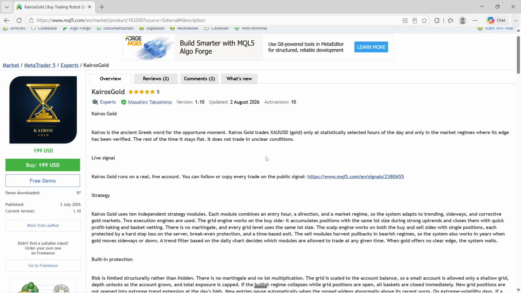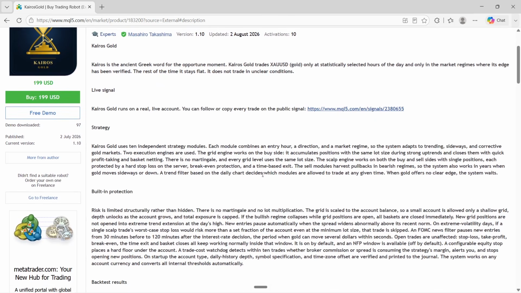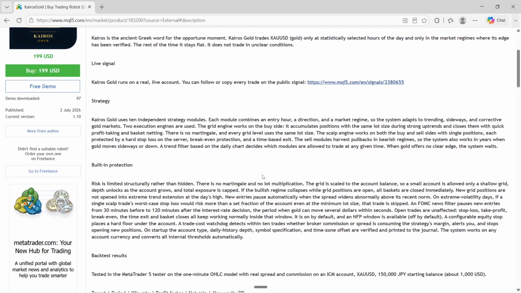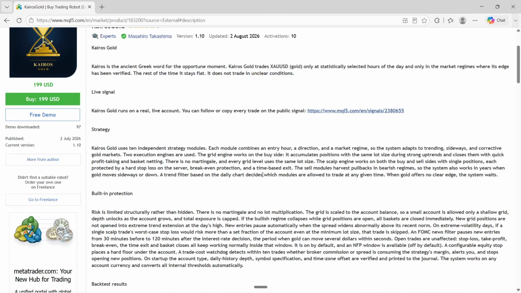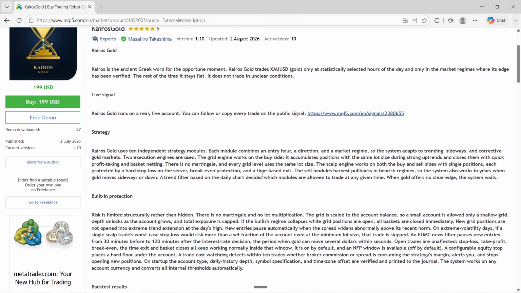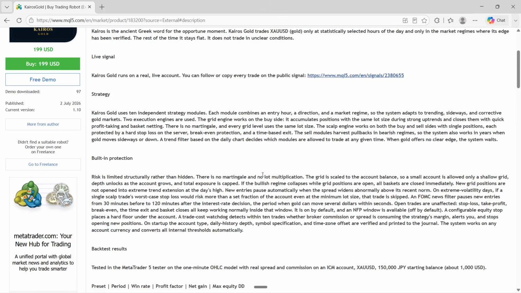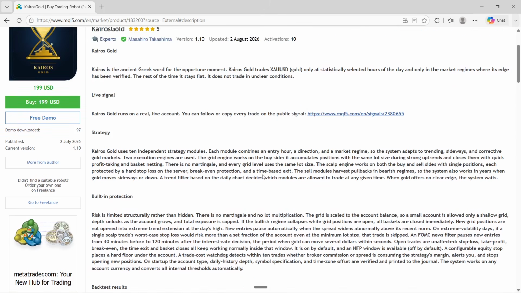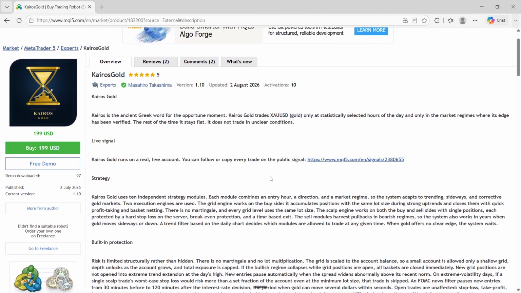It uses 10 independent strategy modules. Each combines an entry hour, a direction, and a market regime. Two execution engines are employed. A grid engine on the buy side that accumulates positions with the same lot size during strong uptrends and closes them via quick profit taking and basket netting, no martingale. And the scalp engine that works on both buy and sell sides with single positions protected by a hard server side stop loss, break even, and time based exits.